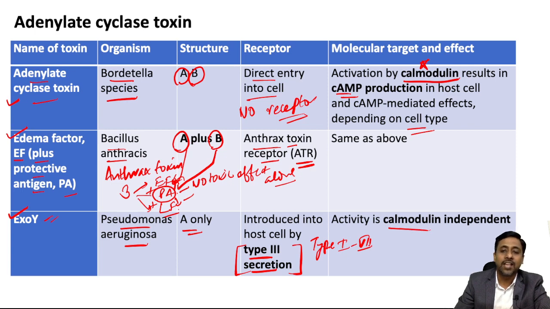That means it is calmodulin independent. So the only difference between the adenylate cyclase and edema factor from the XOY is that XOY does not require calmodulin for its activation. Okay, so these are the adenylate cyclase toxins.